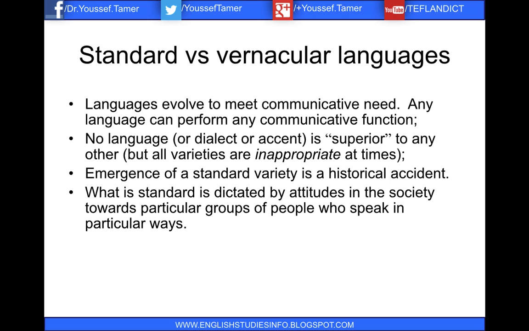So, after all what we have presented, we need to be careful not to fall into a kind of misconception. Usually, some people might think that dialects are inferior to languages, and languages are superior to dialects.